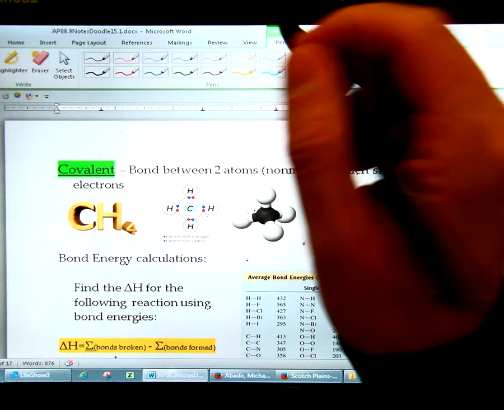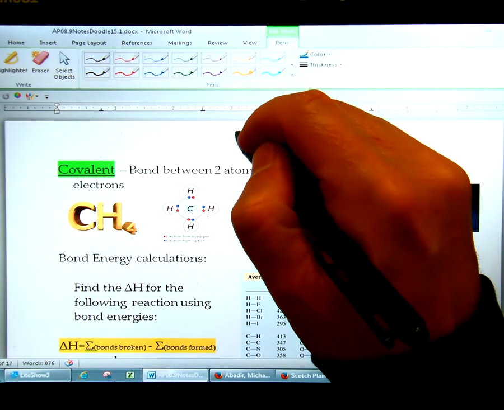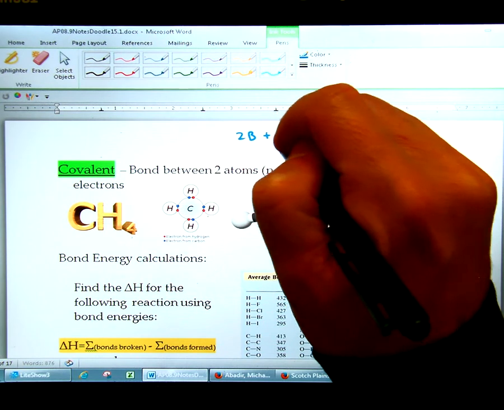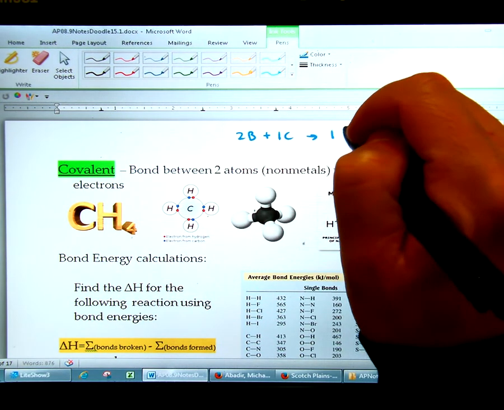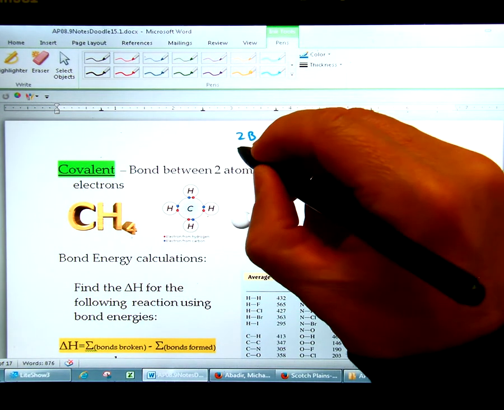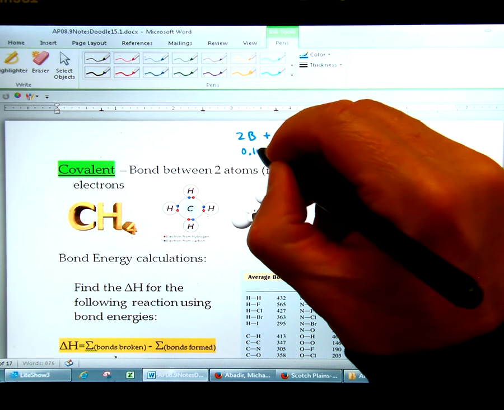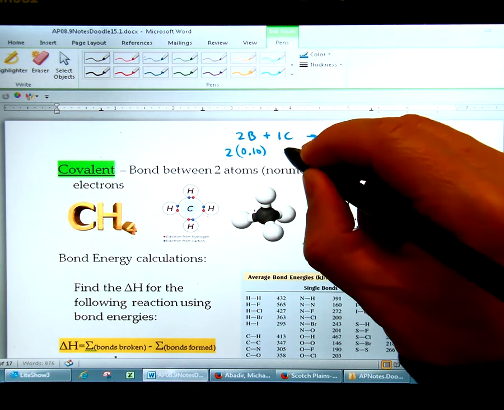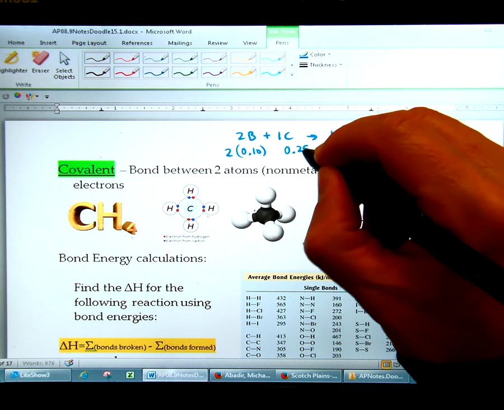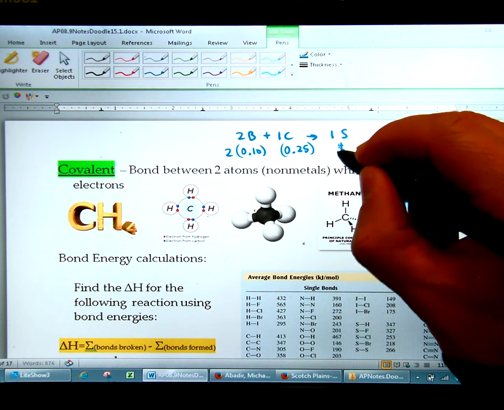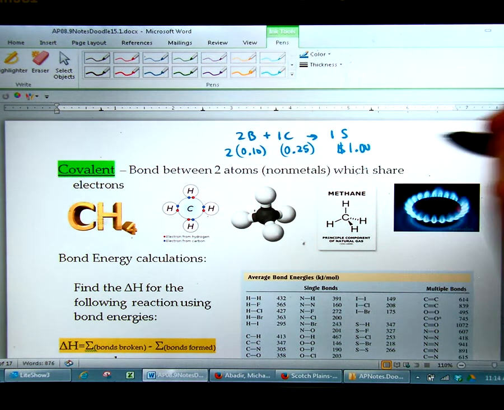Let's take a quick example. Let's suppose we're back to our bread and cheese sandwiches. So we have 2 breads plus 1 cheese gives 1 sandwich. And let's say the bread costs us 10 cents a slice, but there are 2 breads, and the cheese costs us 25 cents a slice, and we sell the sandwiches for $1. And I ask you, are we making money or losing money?